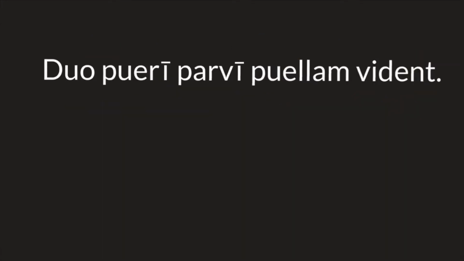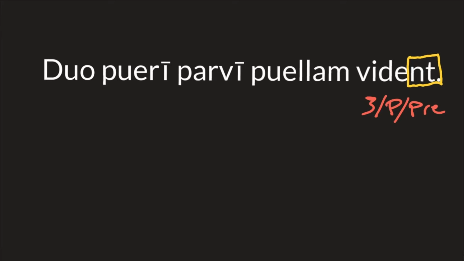Here's our next sentence. Dua pueri parvi puellam vident. Now, we're going to do the same steps as we did last time, which means the first thing we want to do is find our verb and parse it. Here, again, at the end of the sentence, that's to be expected, we have a verb ending. Again, present tense. This time, it's third person plural because it's in the right-hand column, but still present tense. So this verb all by itself means they see or they are seeing.